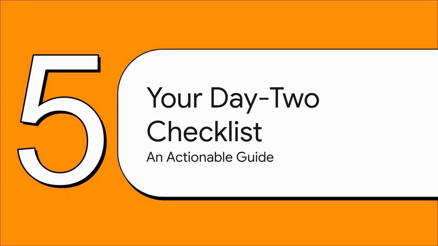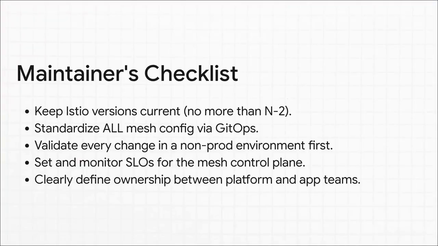Okay, we've covered a lot of ground. The war story, the tech, the process, the people. Let's boil this all down into an actionable checklist you can take with you to start mastering your own day 2 operations. Here it is, your foundation for a stable, reliable service mesh. First, keep your Istio versions current. Seriously, don't fall more than 2 versions behind. Second, standardize 100% of your mesh config through GitOps. No exceptions. Third, validate every single change in a non-prod environment that actually looks like production.